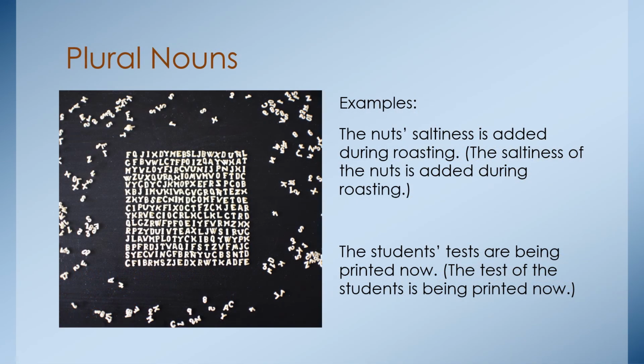Here's another example of the apostrophe being at the end of the word. The nuts' saltiness is added during roasting. In other words, the saltiness of the nuts is added during roasting. The students' tests are being printed now. The tests of the students are being printed now.